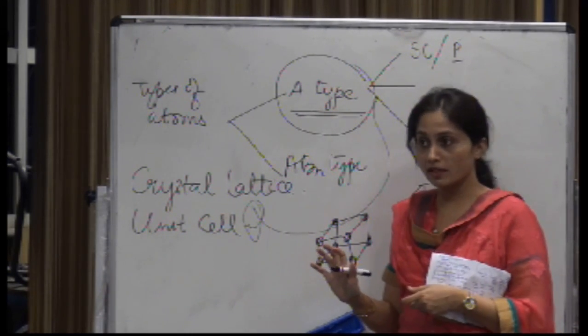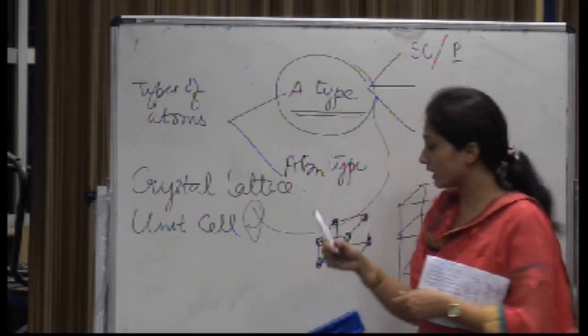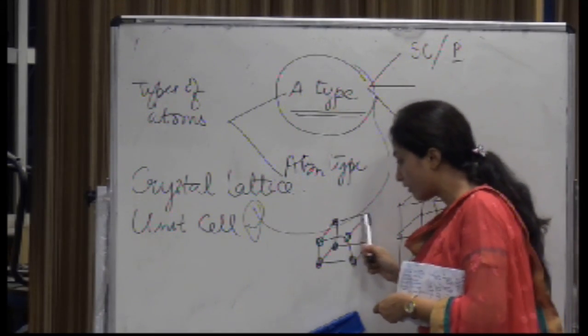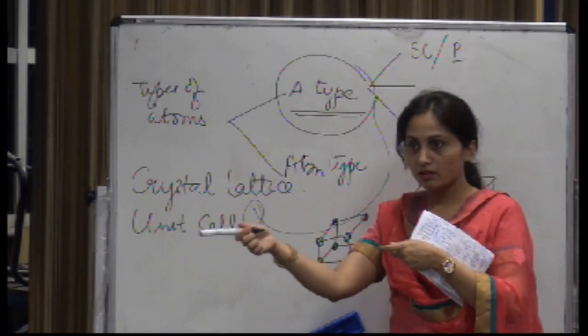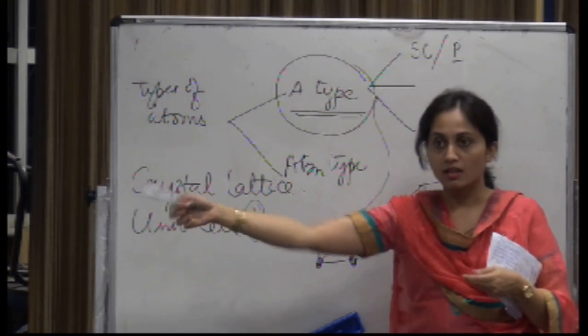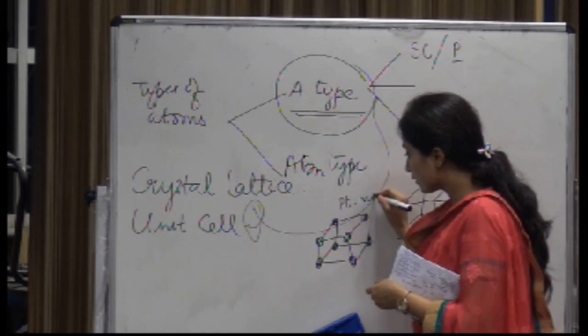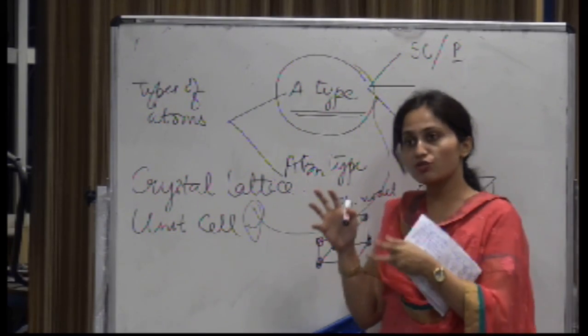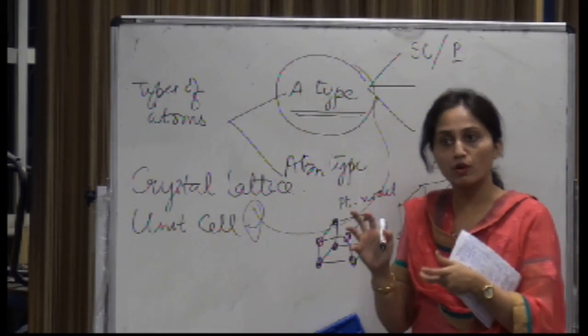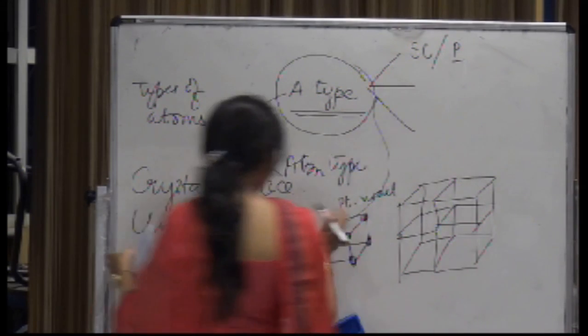Okay, this doesn't mean that these atoms are held together by a stick or a bond. The bonds are not holding it like this. In fact, this is known as the point model, the one that you generally see in books. It is only for an understanding. This is known as a point model.